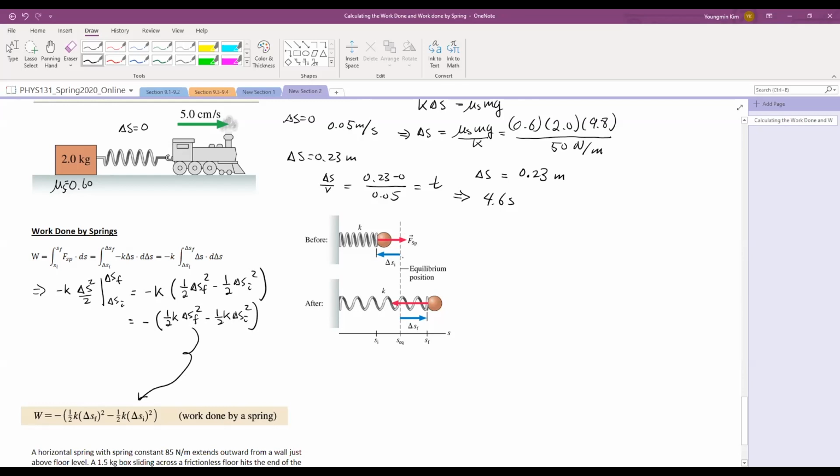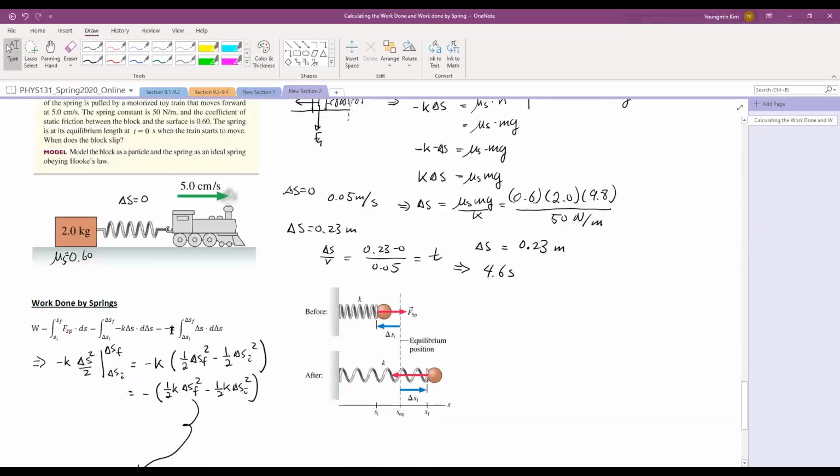When you're compressing it, then you have a change of delta Si. When it's stretched here, you will have delta S final. Okay, so this is how you can distinguish in a situation whether to use delta Si or delta Sf. But here the sign doesn't matter because it's going to be squared. All right, so this is the work done by a spring.